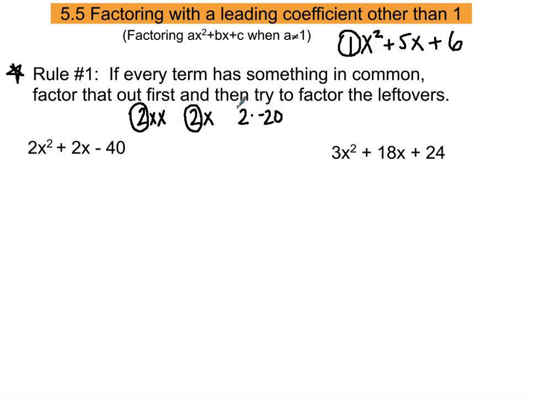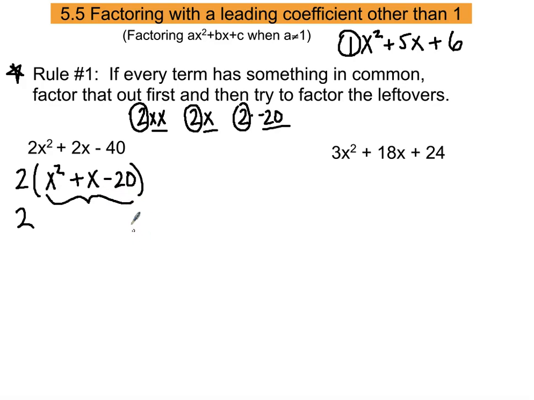So what we're going to do is factor that 2 out in front of the parentheses. And then what are we left over with? We're left over with x squared, and then an x, and then a negative 20. So now what we want to do is factor this remaining stuff. So this will now be more like yesterday's notes, where we are going to write our 2 sets of parentheses.